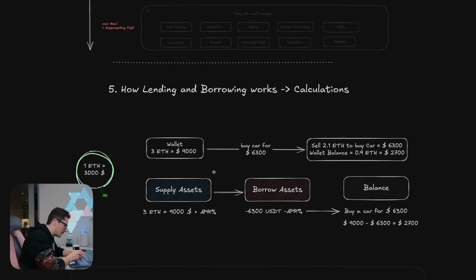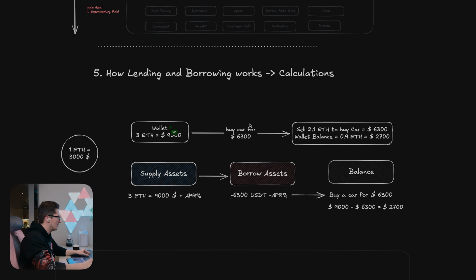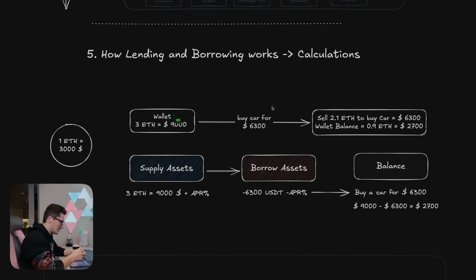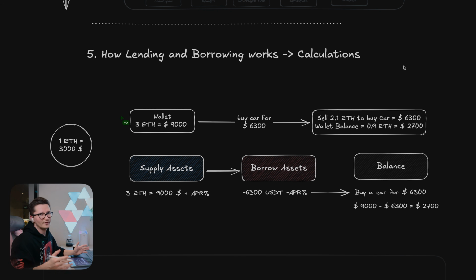The first condition is that 1 ETH costs $3,000. In the wallet, we have 3 ETH, which means we have $9,000. We would love to buy a car. Our car costs $6,300. It means we should sell 2.1 ETH to buy a car for $6,300. Our wallet balance is going to be 0.9 ETH, or $2,700, because the price of 1 ETH equals $3,000. So I think you're getting this point. This is very simple: we just sell part of the ETH to buy a car.